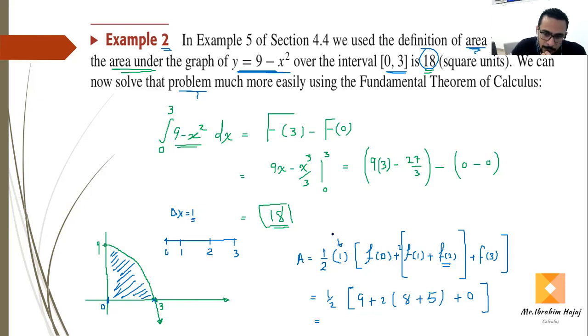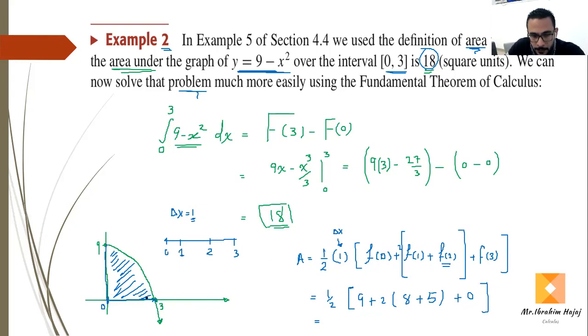Why is there delta x before the 8 and the 5? Because they must repeat it twice. Why? Because it's a trapezoidal method. If you draw the trapezoids, the area of a trapezoid is base 1 plus base 2, so the bases in the middle are counted twice. This is the trapezoidal approximation.